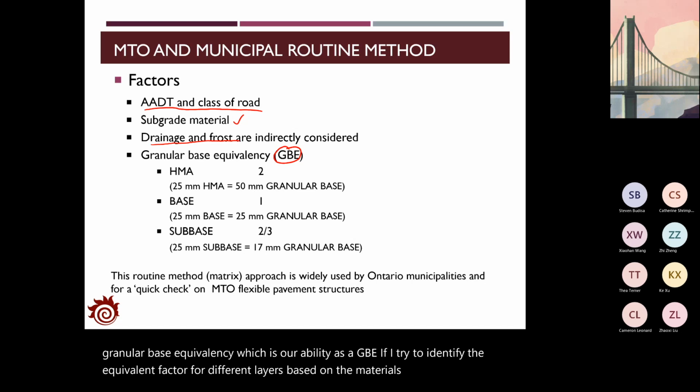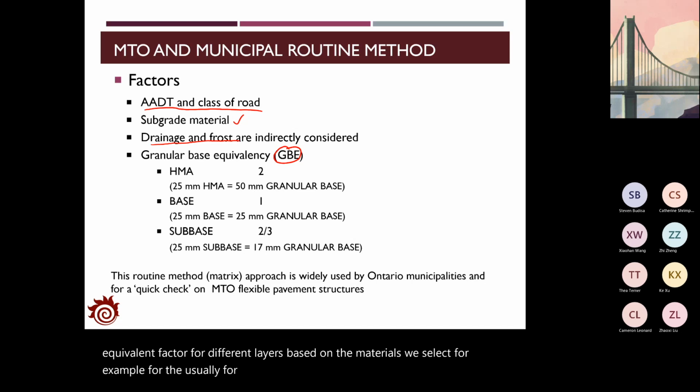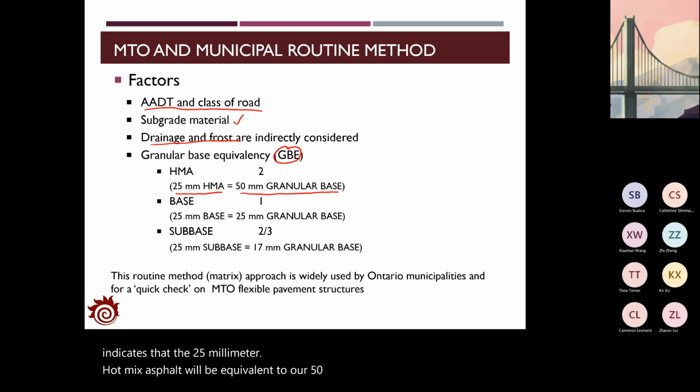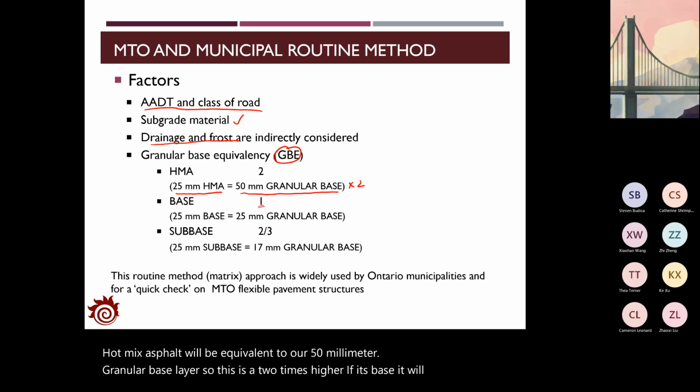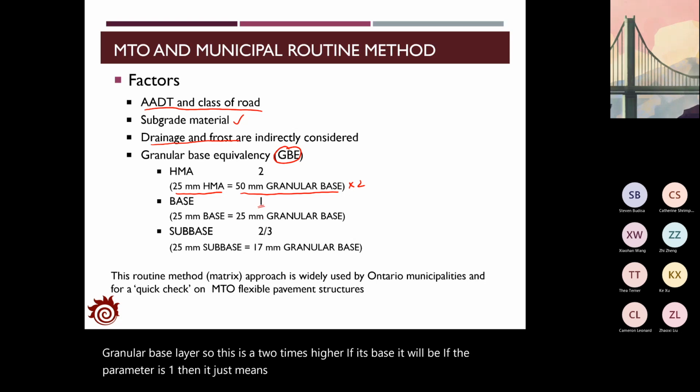For example, usually for hot mix asphalt, the GBE will be 2. This indicates that the 25 millimeter hot mix asphalt will be equivalent to a 50 millimeter granular base layer. So this is 2 times higher. If it's a base and the parameter is 1, then it just means that 25 millimeter base will be 25 millimeter granular base.